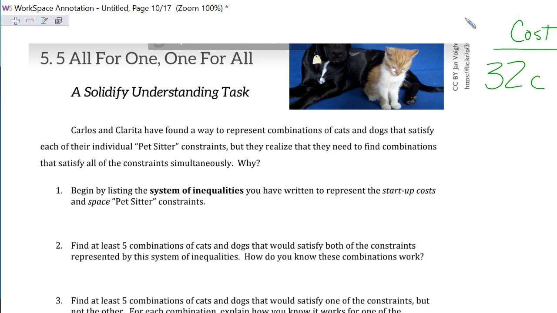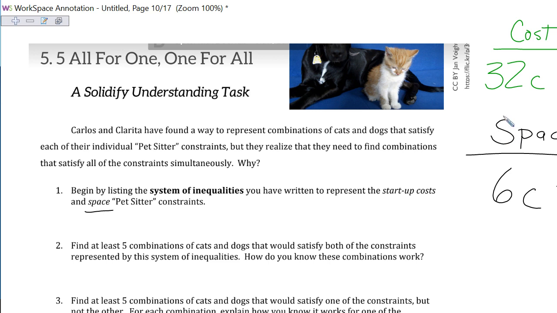And then your area constraint, or space constraint, it was certainly 6C, and it was 24 square feet per dog, and the most amount of space we had was 360 square feet.